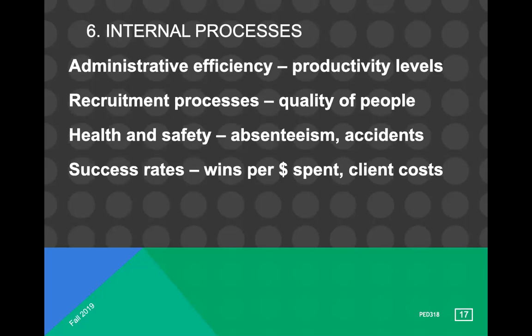All right, internal processes: administrative efficiency, productivity levels, recruitment processes, quality of people. When you're hiring, having a set list of expectations and goals and what your employees are going to be doing. Health and safety, absenteeism, accidents: trying to limit those issues that can be very costly and look bad on your organization if they're not taken care of or prevented properly. Success rates, wins per dollar spent, client costs. So are you winning enough games to keep up with the money you're putting into your games?